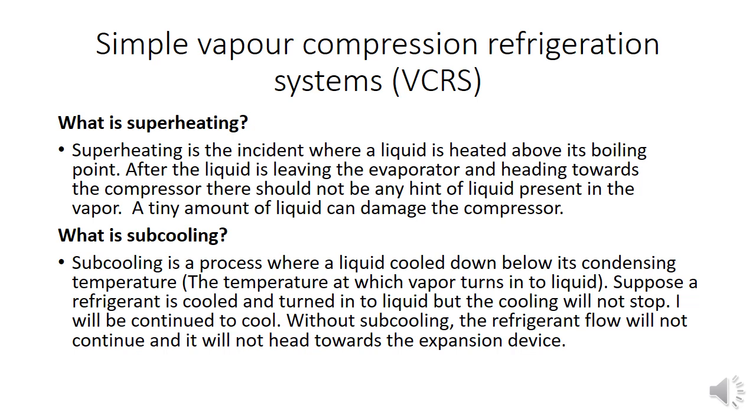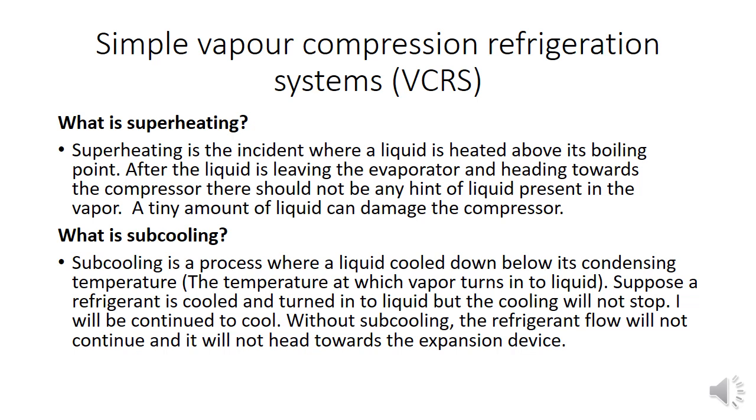The critical line on the right hand side: if we enter towards the zone beyond this line, then it's superheating. After the refrigerant is leaving the evaporator and heading towards the compressor, there should not be any hint of liquid present in the vapor. Even a tiny amount of liquid can damage the compressor, and it automatically surpasses the saturated line, so it enters the superheated zone.